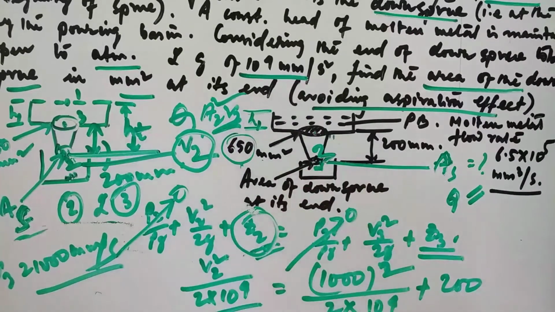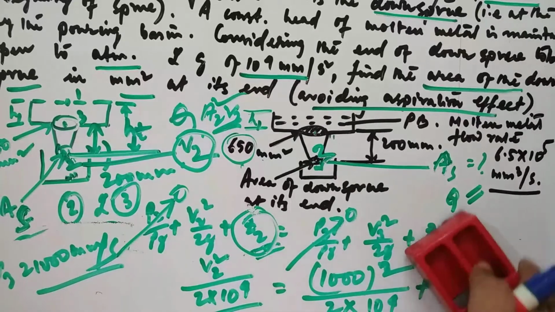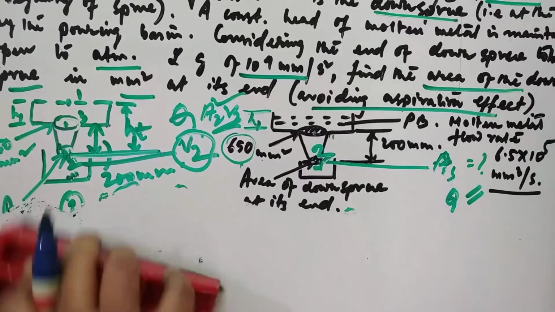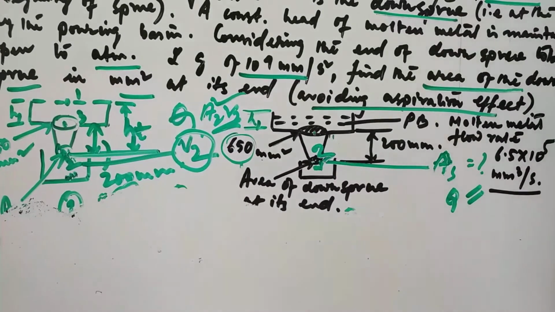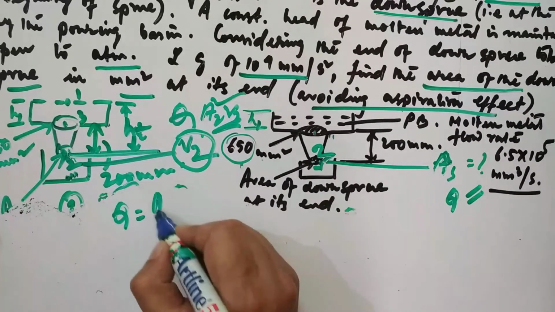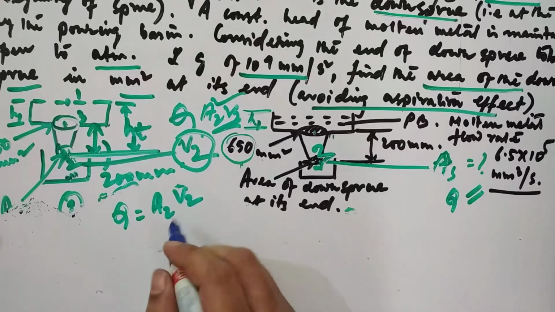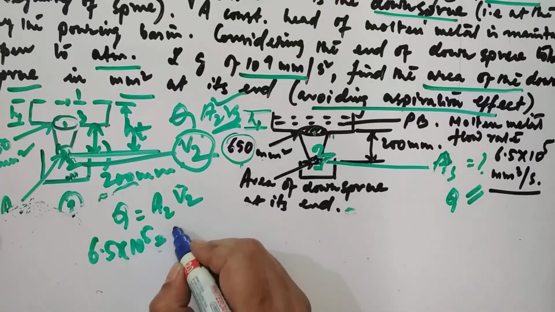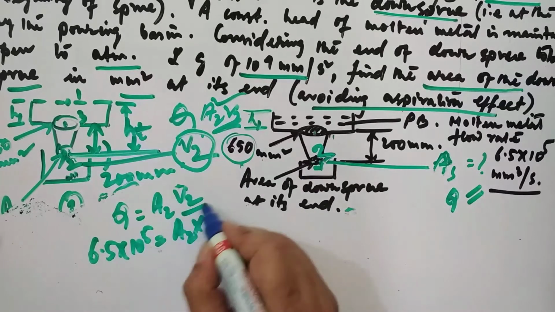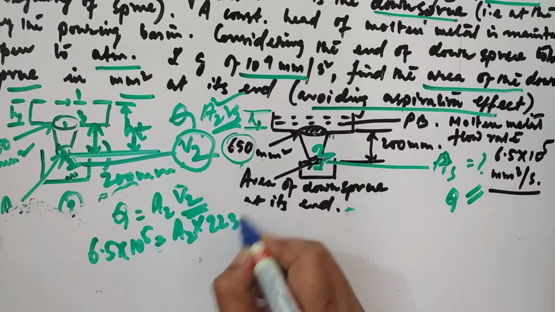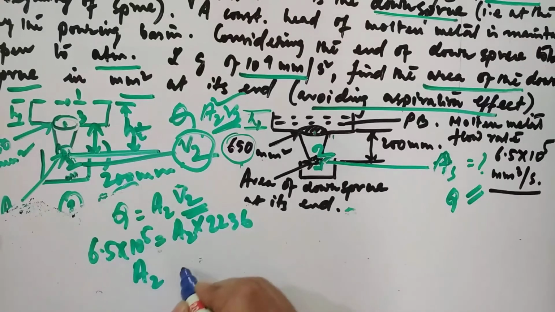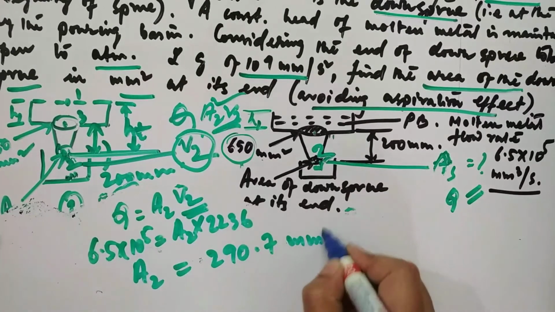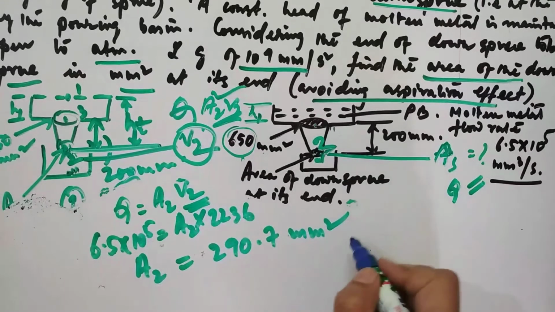So let us calculate the A2, that is the required area at the bottom of the down sprue, you can say. Now look, Q equals A2 V2, we can write 6.5 into 10 to the power 5 equals A2 into V2, which we have found as 2236. From here we can find A2 equals 290.7 millimeter square. Okay, now this is one method.